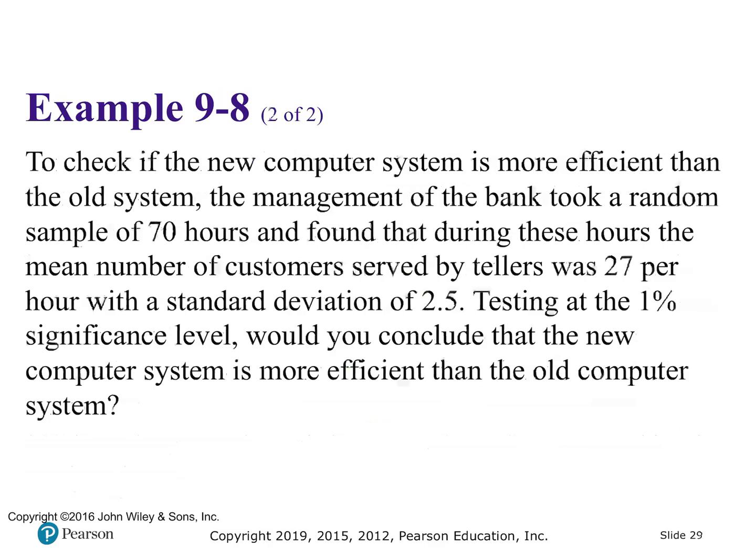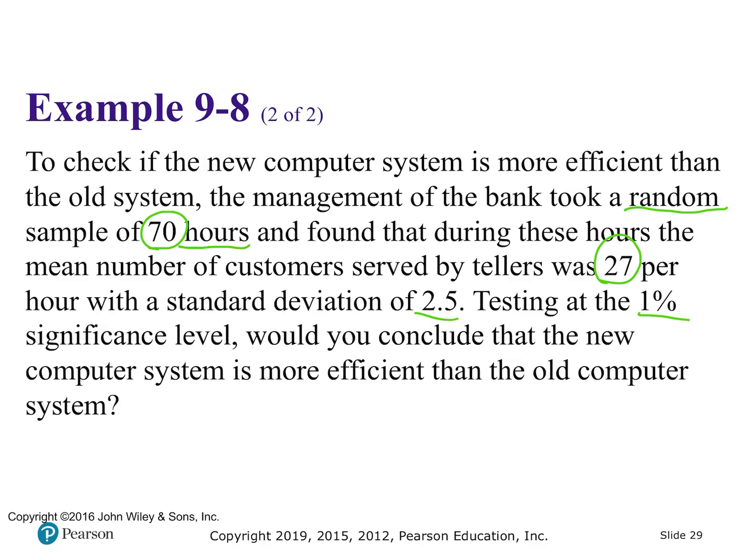So, to check to see if the new computer system is more effective than the old system, the management of the bank took a random sample of 70 hours, and these hours are each random samples, by the way. That's an interesting thing that you probably hadn't thought of. They found that during these hours, randomly selected hours, not cherry-picked to be like Friday at 4 o'clock or something when everybody's getting off work, the mean number of customers served by tellers was 27 per hour, standard deviation of 2.5. But, once again, a strict alpha, 1%.